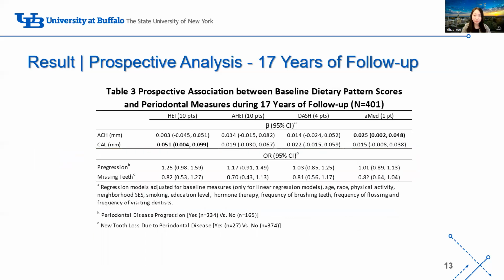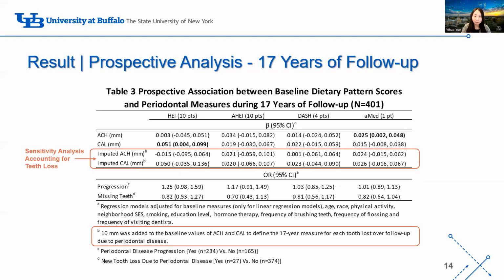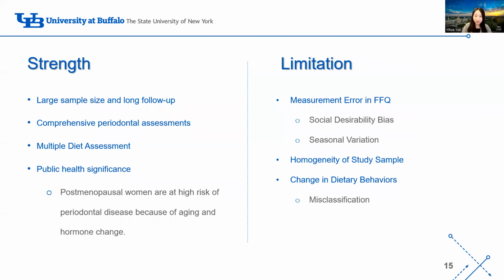In prospective analysis during 17 years of follow-up, better adherence to AMED and HEI was positively associated with the progression of ACH and CAL respectively. After accounting for tooth loss due to periodontal disease during follow-up, the positive association no longer remained significant. Our study has some strengths, including large sample size, long follow-up, comprehensive periodontal assessments, multiple diet assessments, and public health significance, because our study sample is a high-risk population for periodontal disease.